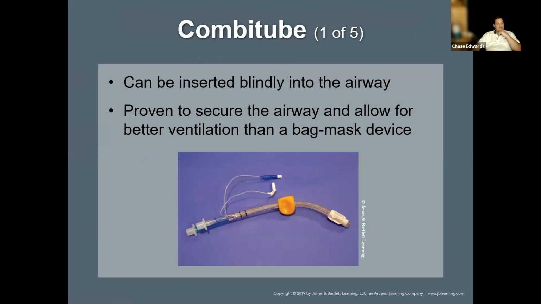And here's a favorite down here, the Combi tube. It's a multi-lumen airway device. The Combi tube can be inserted blindly into the airway. It's a reasonable alternative to the ET tube, and it's proven to secure the airway and allow better ventilation from a bag valve mask as well. That's our, if you can't get the tube, go with the Combi tube.